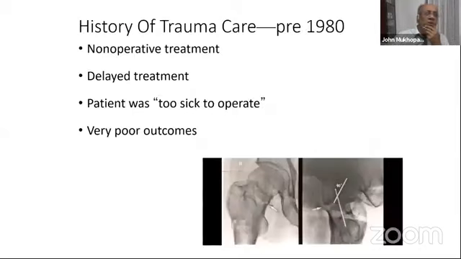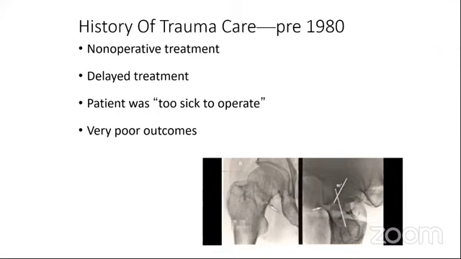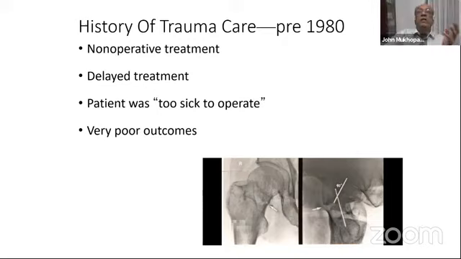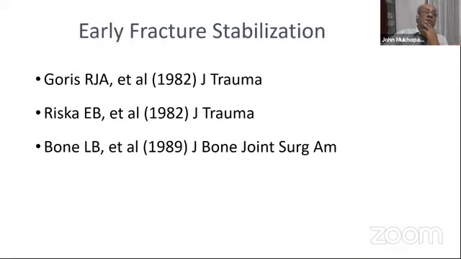Now, going back to the history of trauma care, I think prior to the 80s, nobody operated on these seriously injured patients. They waited for things to get better, saying that the patient was too sick to operate, the anesthetist won't take them up. And so, yes, the patients who survived did okay, but overall, the outcomes were very poor.